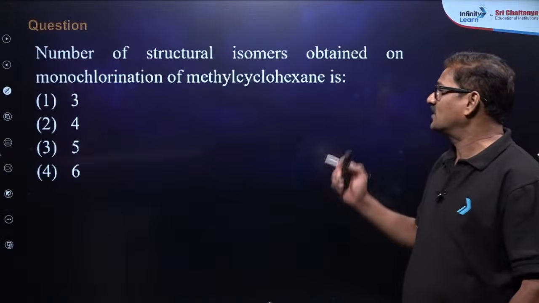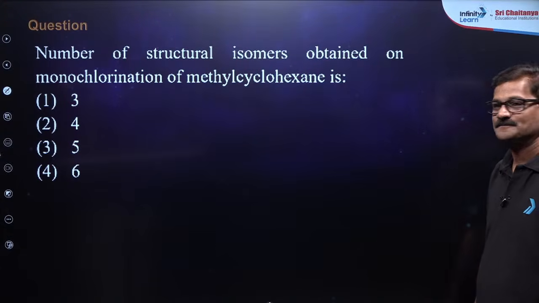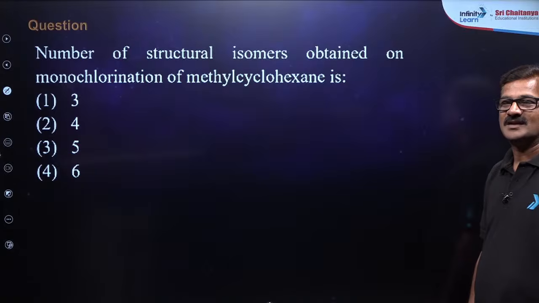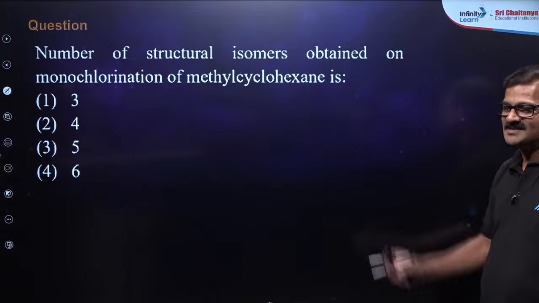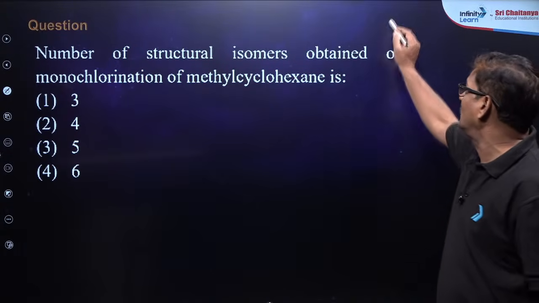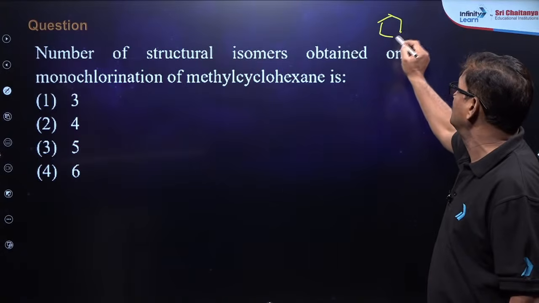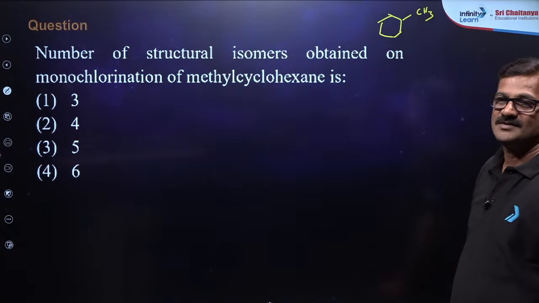Now, the number of structural isomers obtained on monochlorination of methyl cyclohexane. Just take a pen and paper and write along with me. What is methyl cyclohexane? This is your cyclohexane, then this is your methyl group. Do it.